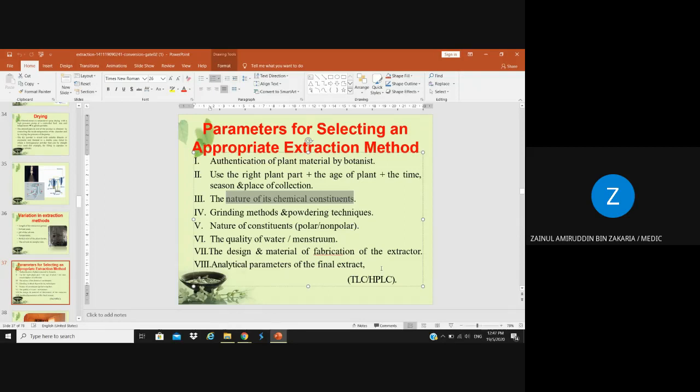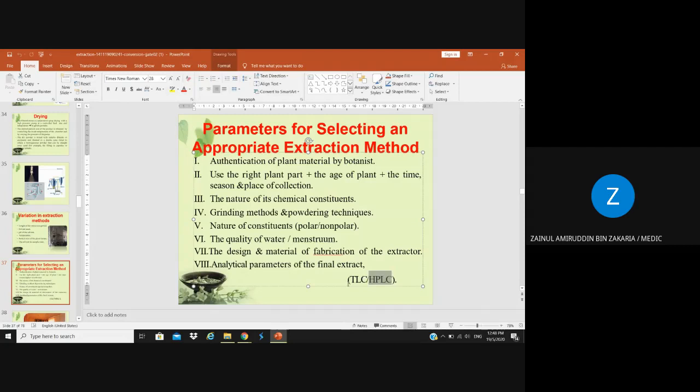So if you publish a paper, you send a paper saying that you have water extract, and one of the analytical parameters that you use is GCMS, whereby you inject your water extract into the GCMS, you get this chromatogram. Okay, you show a chromatogram with several peaks and so on. It is not acceptable because normally water extract is not analyzed analytically using GCMS. They need to use HPLC or UHPLC.